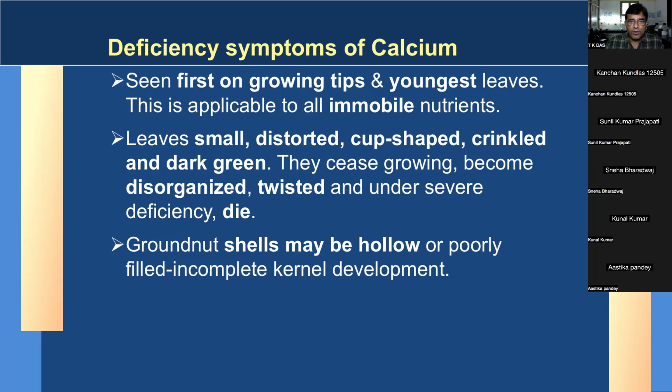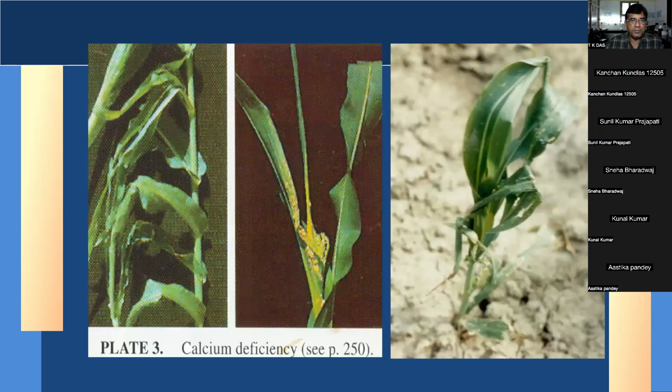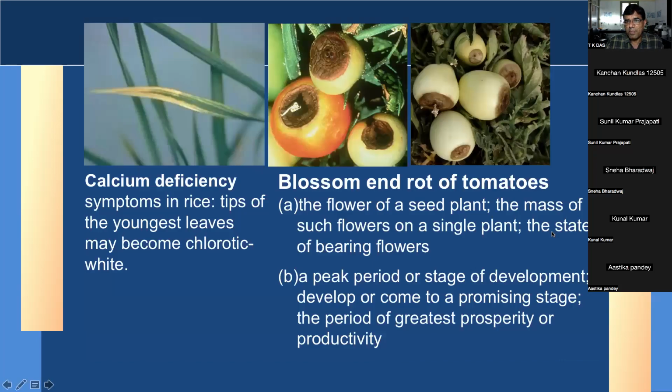This is important for all the crops, but for groundnut, it has special importance, as the deficiency of calcium in groundnut may lead to hollow or poorly filled, incomplete kernel development. So you can see in maize, this is ladder-like structure, and the two tips of two leaves can join each other. You can see here the growing parts are affected. Here on the right side, you can see the twisting of leaves.